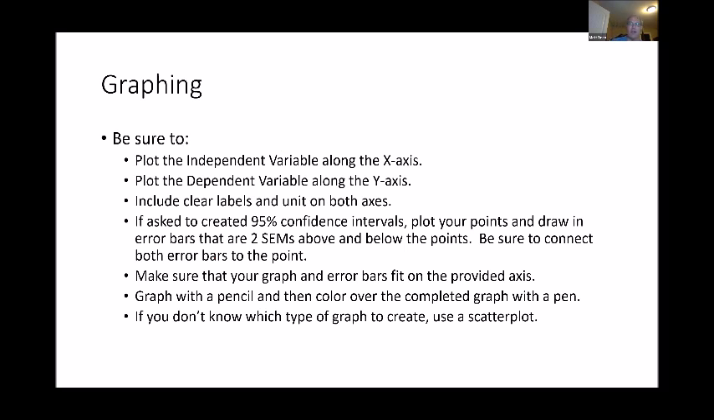So let's talk a little bit more about graphing. When you're graphing, some really important points. First of all, your independent variable always is going to be plotted along your x-axis. And remember, your independent variable is the variable that you are intentionally manipulating during the experiment. You're changing it to see what effect it has on the other variable, the dependent variable. The dependent variable should always be plotted along the y-axis.